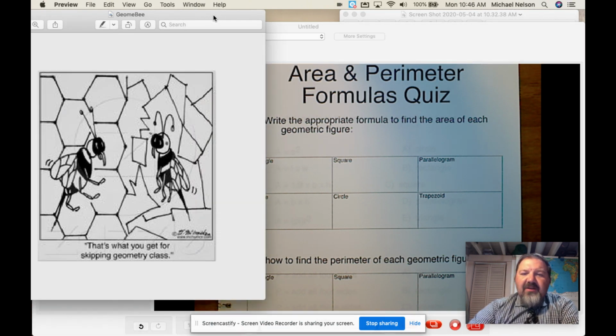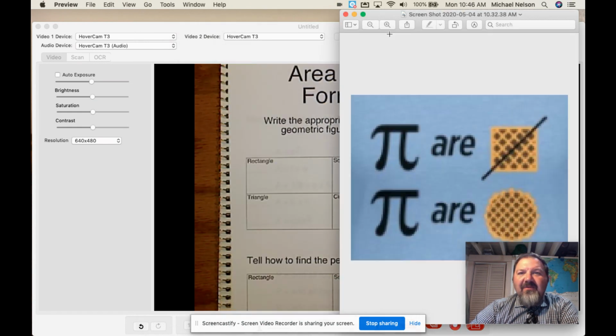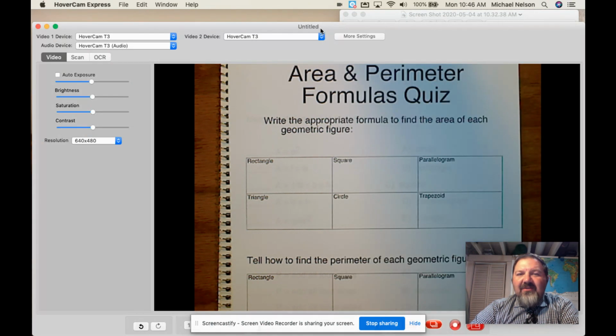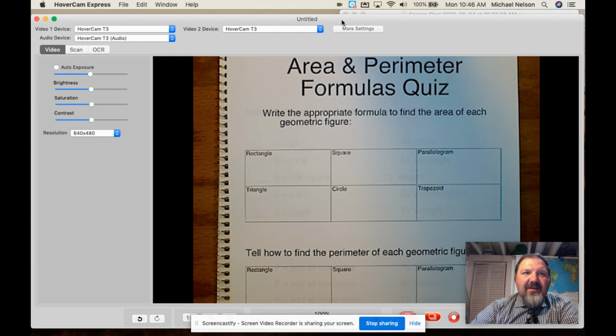Make sure you're paying attention. You don't want to be like this bee here. The bee on the left has some great little six-sided figures, hexagons, and the bee on the right didn't pay attention or was skipping geometry class. So don't be that kid. Don't be that irritating kid that's part of the group that messes everything up. All right. And that's a joke for later that keeps popping up there when it's not expected.